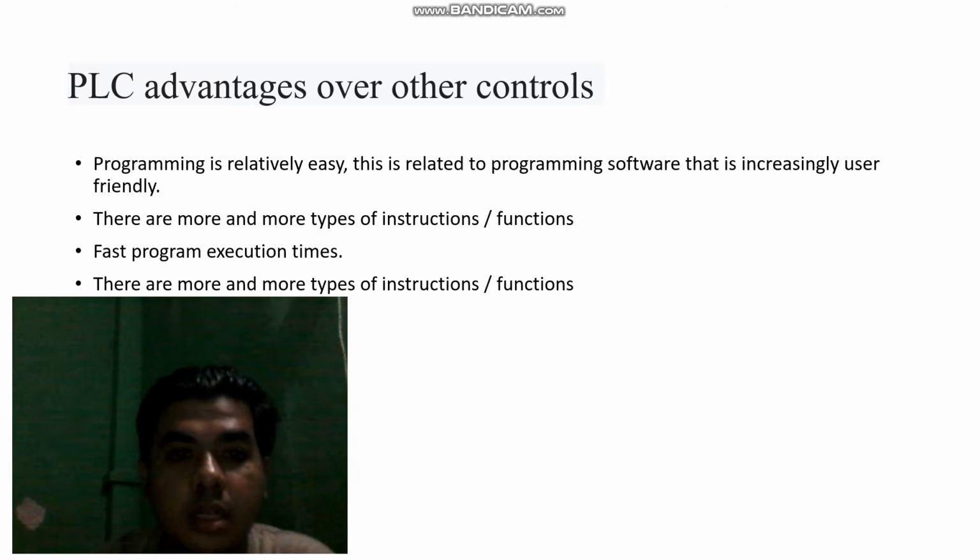Number three, the program execution time is fast. In a PLC, data is processed very quickly, so the PLC has a good response to changes in input signals. Number four, there are more and more types of instructions or functions.